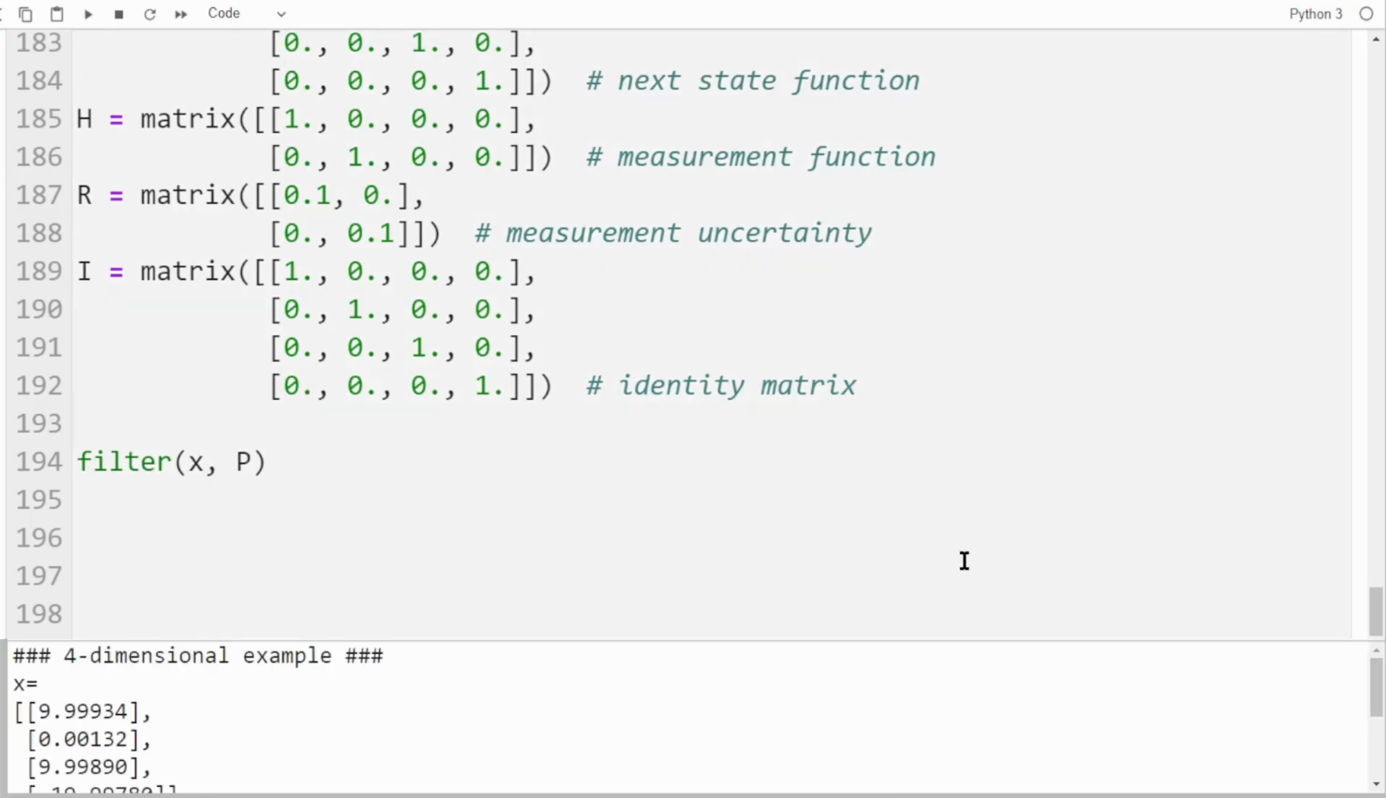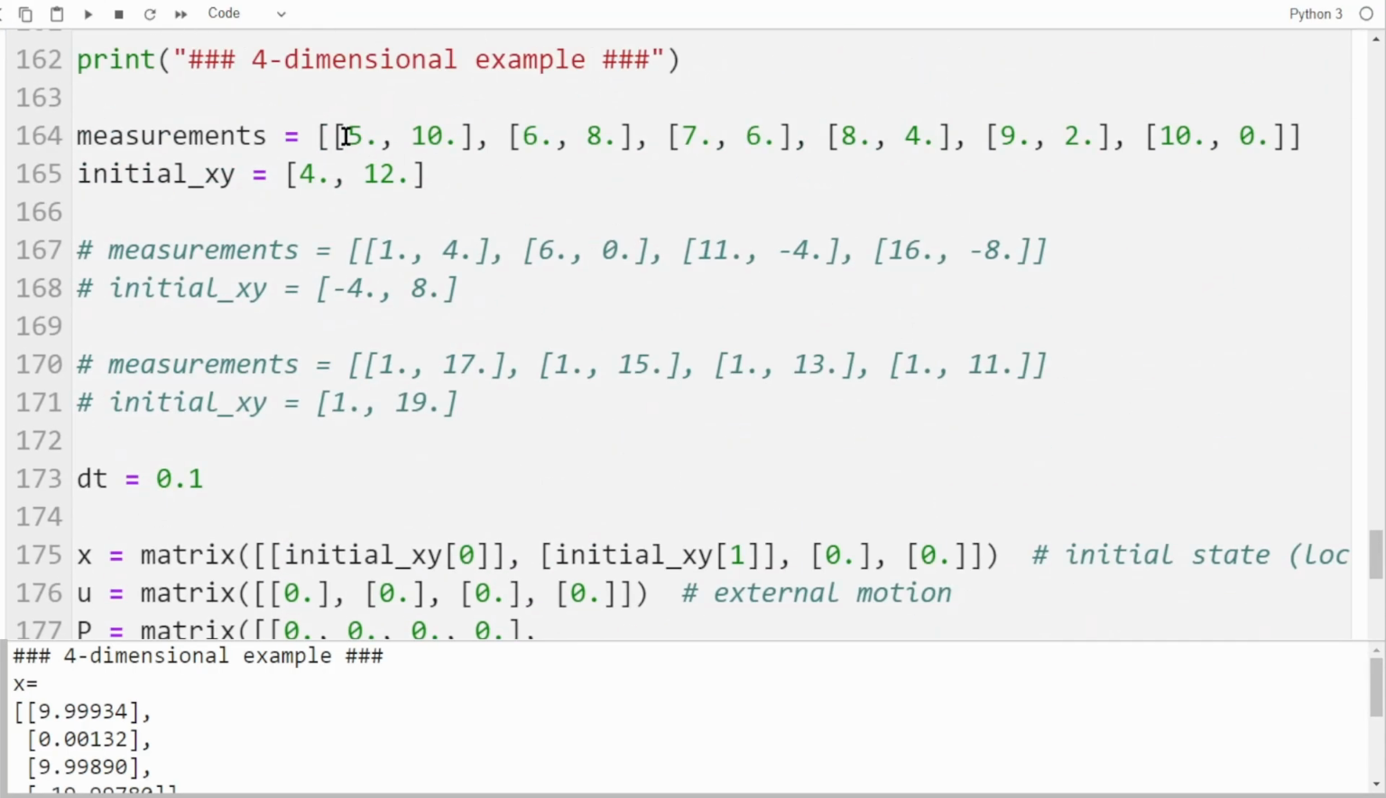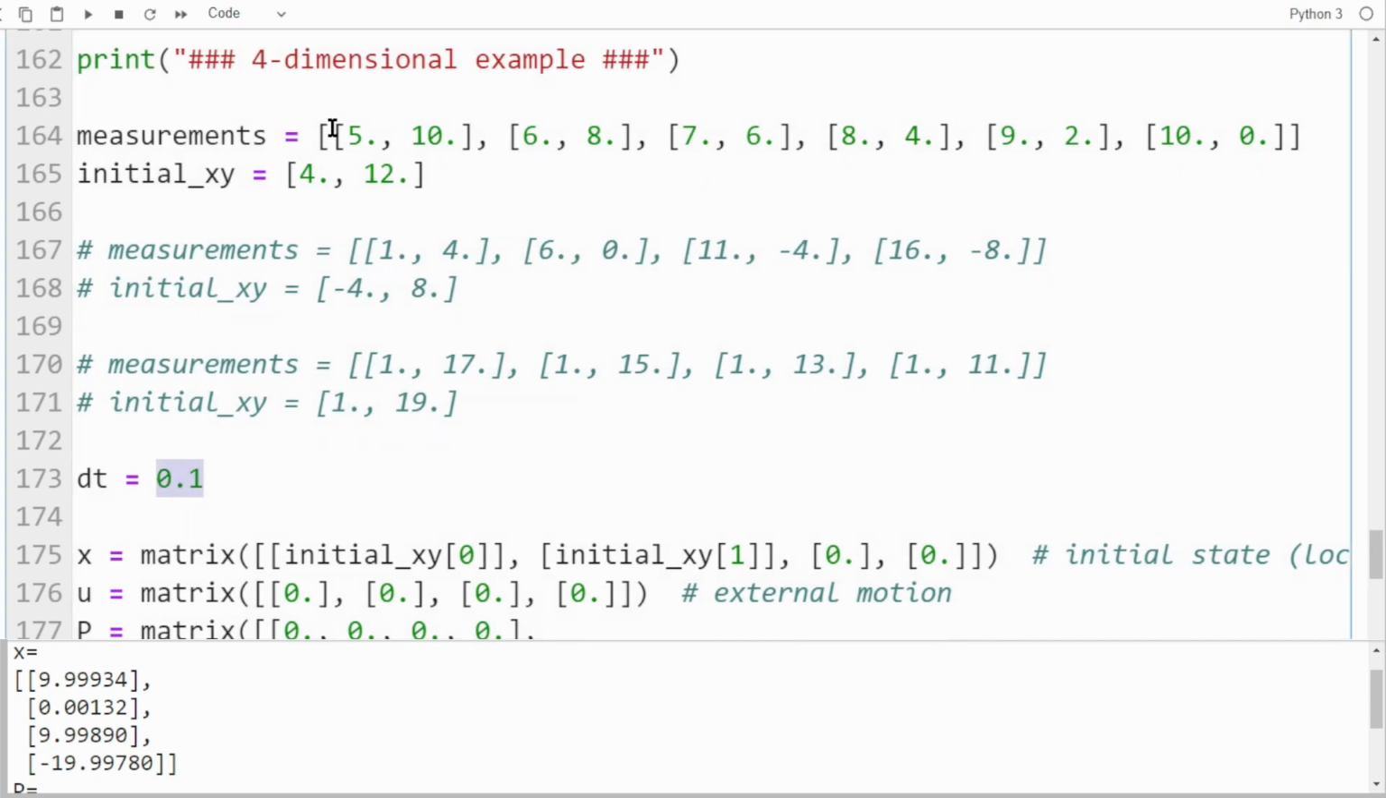So if I run this for my first example, where the measurements are 5, 6, 7, 8, 9, and 10, in the second dimension, 10, 8, 6, 4, 2, and you can't see it, but it's 0 over here. In my output, I correctly get the estimate of 10 for my x and 0 for my y. And the velocity is 10 and minus 20. And as we had before, because dt equals 0.1, a step from 5 to 6 within a tenth of a time unit requires a velocity of 10. And from 10 to 8, one of minus 20.